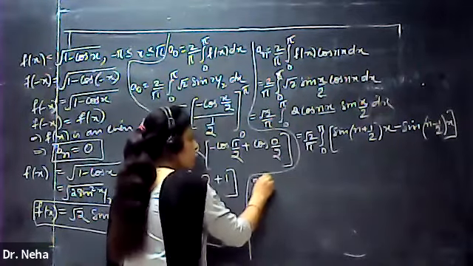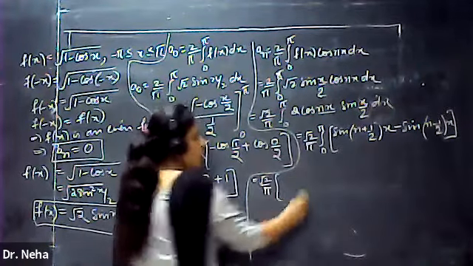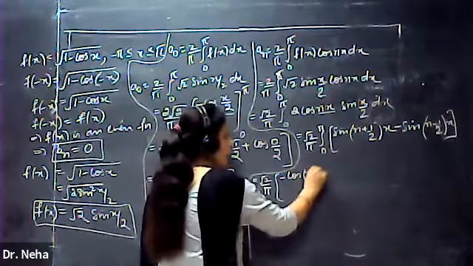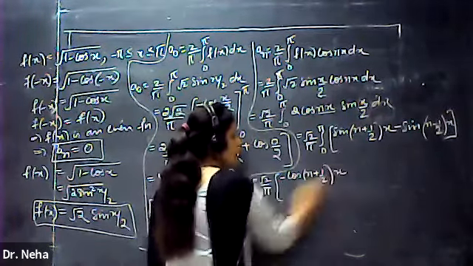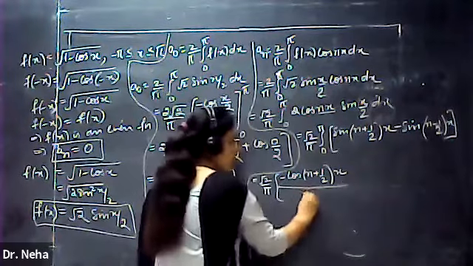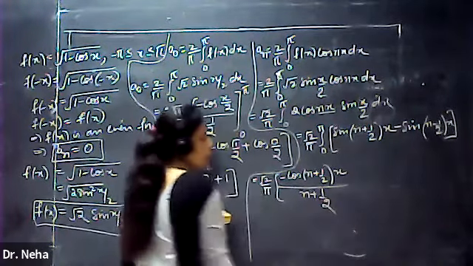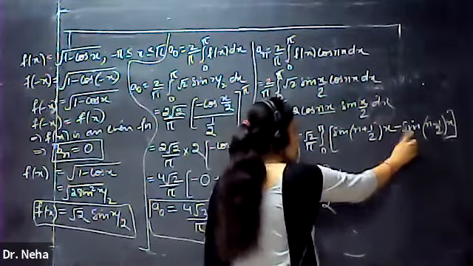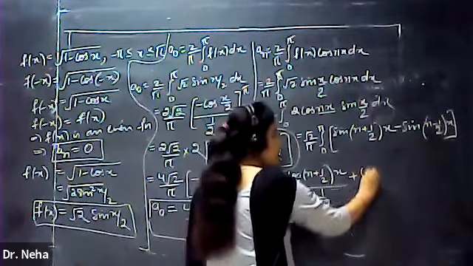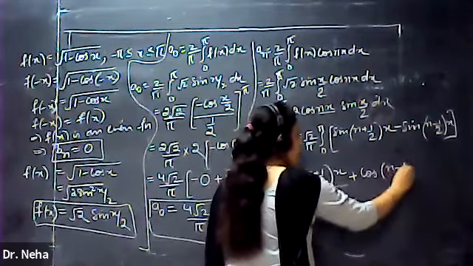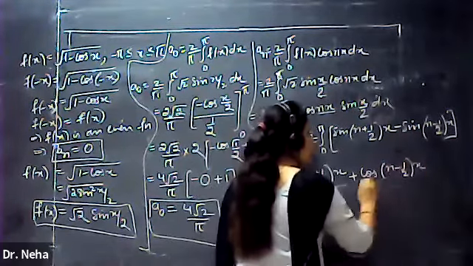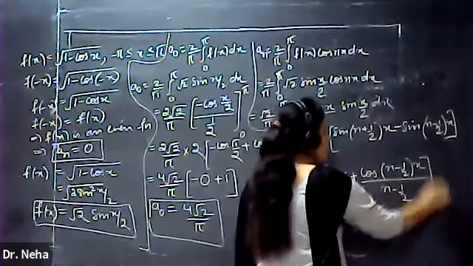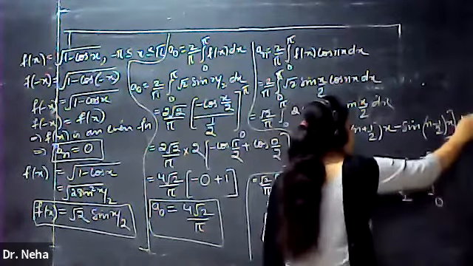It will be equal to square root of 2 by pi. What is the integration of sine? It is minus cos n plus 1 by 2 x upon the coefficient of x, which is n plus 1 by 2, right? And one more time, integration of sine is minus cos. Minus into this minus will be plus cos n minus 1 by 2 x upon the coefficient of x, which is n minus 1 by 2, and the limit is from 0 to pi.